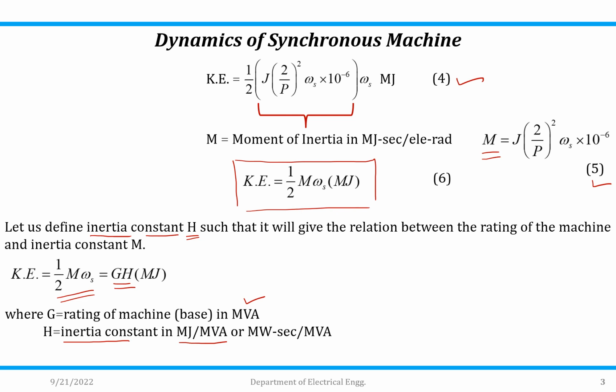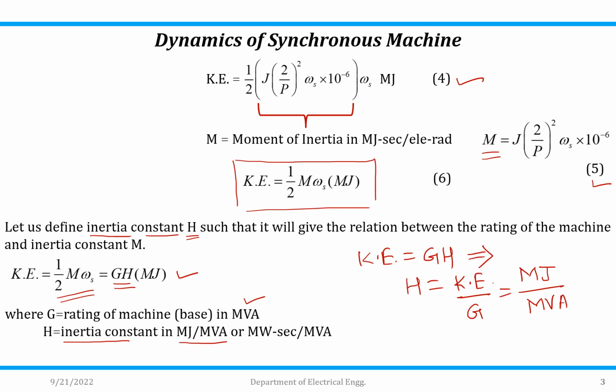Now why is the unit of inertia constant megajoule per MVA? From this I can write one formula. We know that kinetic energy equals G into H. So from this I can write H equals kinetic energy upon G. What is the unit of kinetic energy? Already we discussed, it is megajoule. What is the unit of G? It is MVA. So that is why the unit of H is megajoule per MVA.